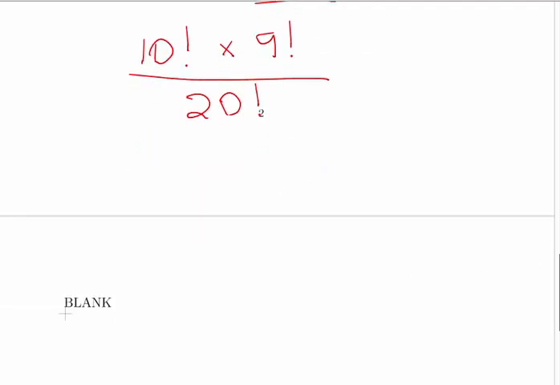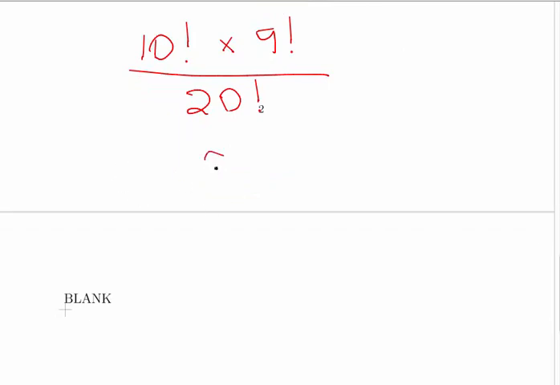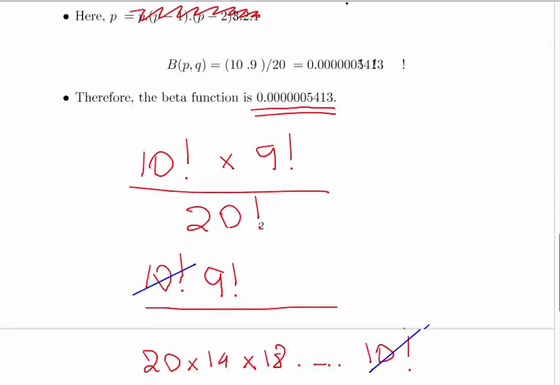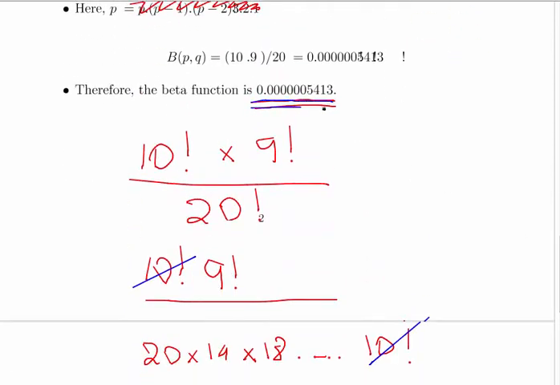Okay, now this is a bit of number crunching. What we could do is express that as 9 factorial over 20 times 19 times 18 all the way down to 11, with the 10 factorials cancelling out. So it's just a little bit of number crunching, trying to cancel out pairs of numbers, the values in the numerator with the corresponding values in the denominator, and you should end up with this value here, 0.0000051443. Okay, you can check that with your calculator.